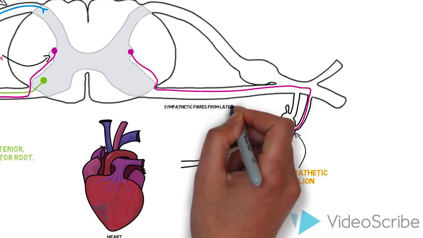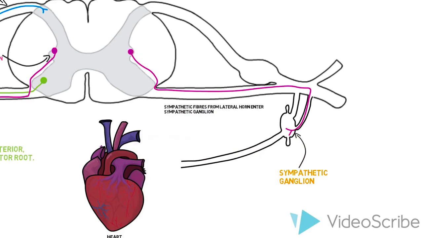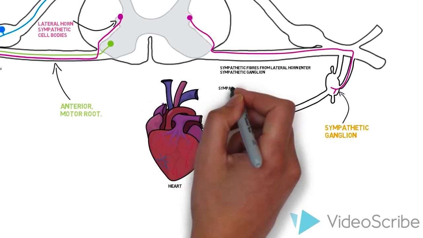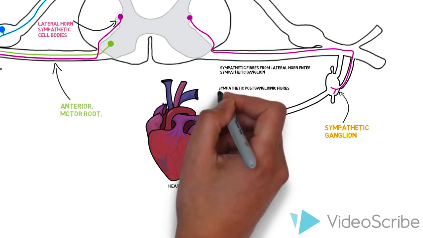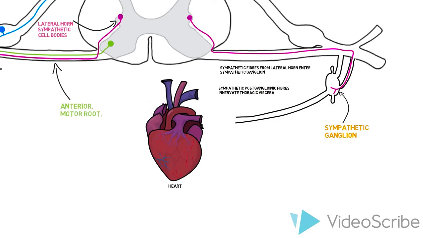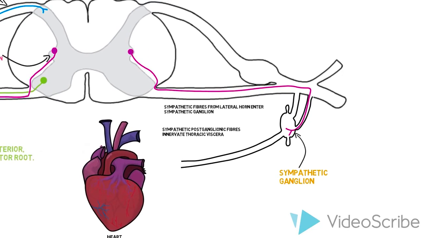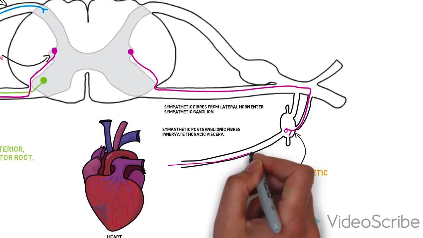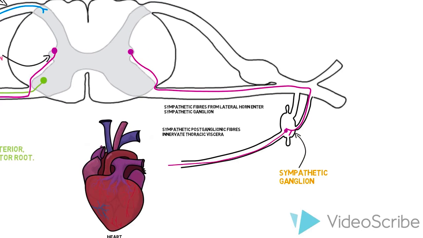Unlike those traveling to the periphery, those postganglionic fibers to viscera in the core do not course back onto the spinal nerve. Rather, these form special named visceral nerves that travel directly from the ganglion to the organ. The one shown here is a cardiac nerve.